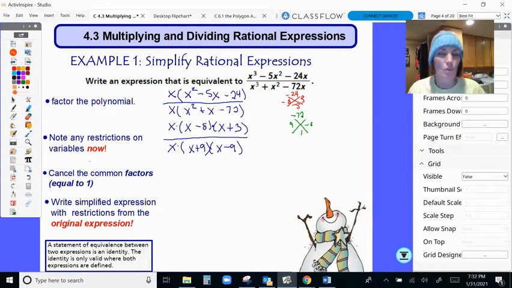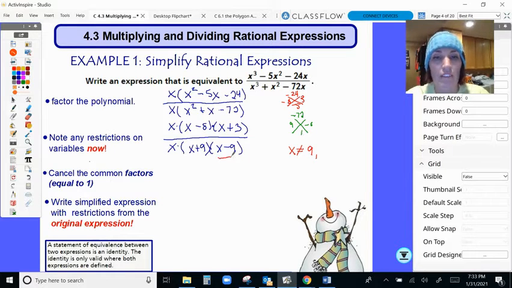Now right here, we want to know any restrictions. So what is a restriction? A restriction is anything that makes me divide by 0, and that's a problem because you cannot divide by 0. This is similar to finding zeros of a polynomial, but it's a little bit different. What would make this 0 would be 9. If x was 9, 9 minus 9 would be 0, and 0 times anything is 0, and we'd be dividing by 0. So my x cannot be equal to 9.